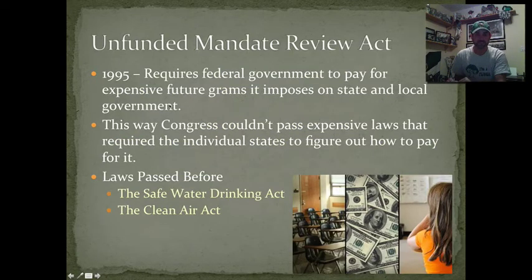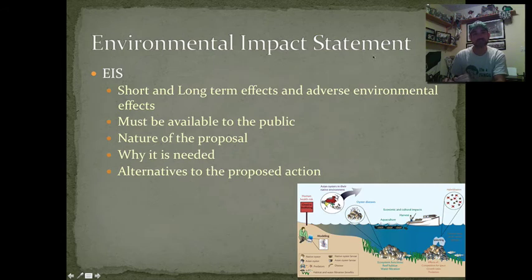Some other ones that you will need to know would be the Unfunded Mandates Reform Act. This basically says that Congress cannot pass expensive laws that require individual states to figure out how to pay for it. Let's say they pass a law saying you can only produce this much pollution in your state. Well, since 1995, the government is supposed to help out. Laws that were passed before were the Safe Drinking Water Act and the Clean Air Act. So states are responsible for making sure that they are up to code with the regulations set forward by those acts.